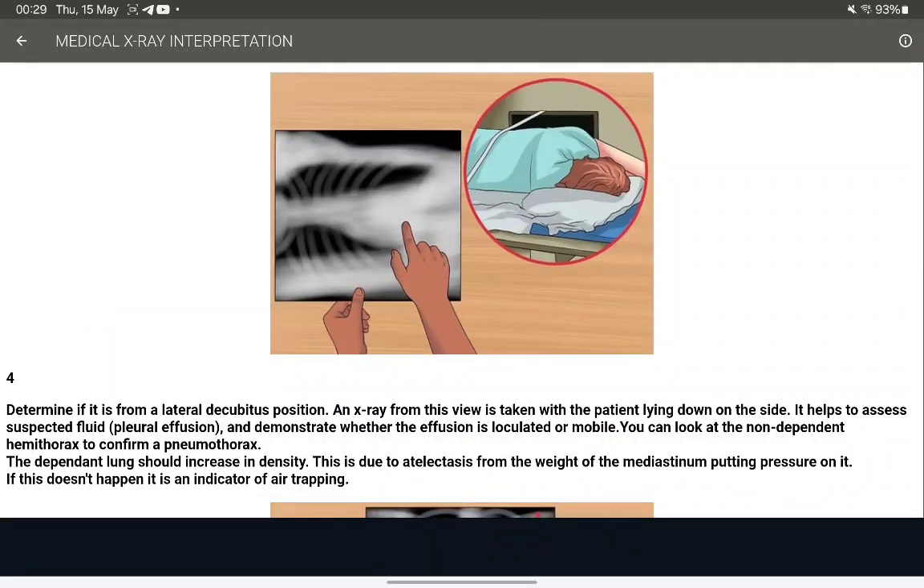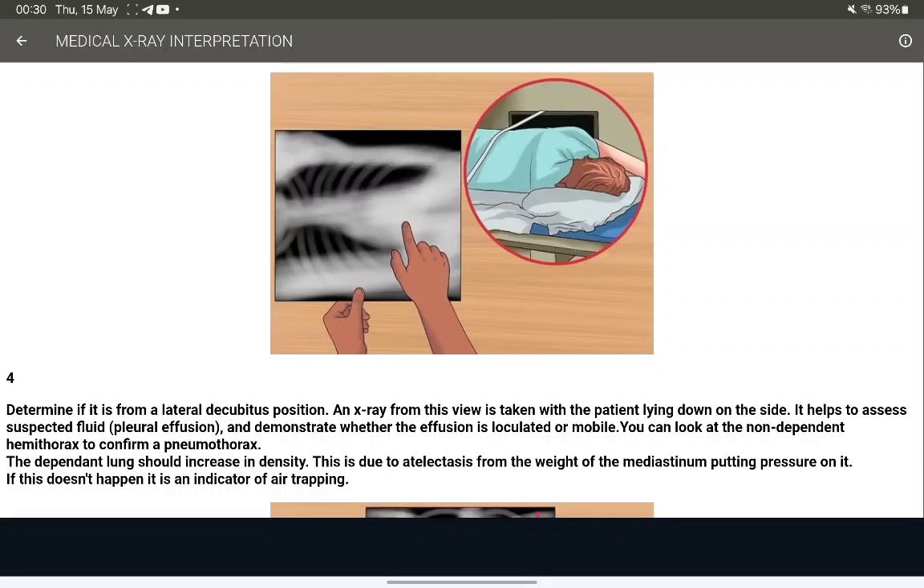This is the lateral decubitus film. In the lateral decubitus film, the patient lies on his side. Determine if it is from a lateral decubitus position. An X-ray from this view is taken with the patient lying down on the side. It helps to assess suspected fluid like pleural effusion, because fluid always goes in the direction of gravity, and demonstrates whether the effusion is located or mobile, if it is fixed in a certain area, or if it changes with patient motion or patient position.